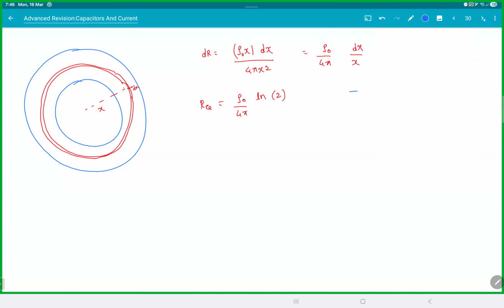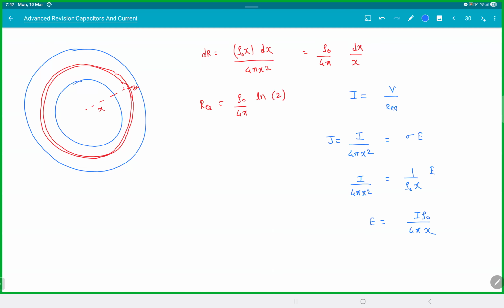Once you got the R equivalent, current will be nothing but potential difference by R equivalent. What is the current density? Current by area. Current is anyway constant, area is 4 pi x square. But what is J? J is nothing but sigma into E. But what is sigma? Sigma is nothing but 1 by rho, which is rho naught x, into E. So there you get E also as a function of x. They can ask these questions as integers also. E is proportional to 1 by x to the power n, find n and all that stuff.